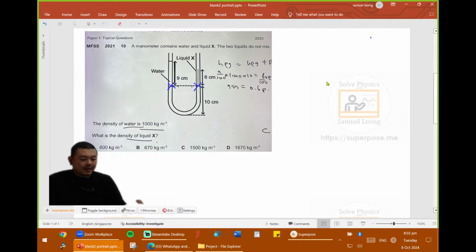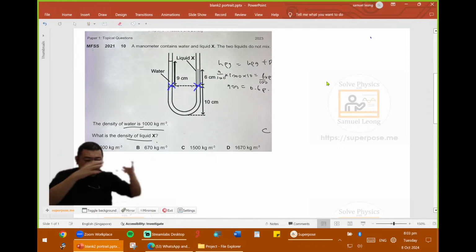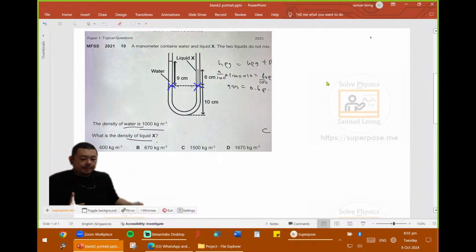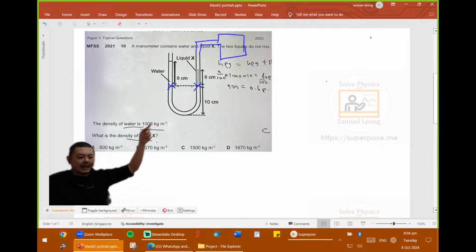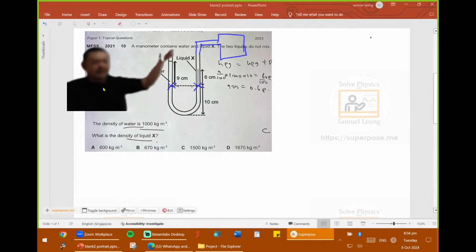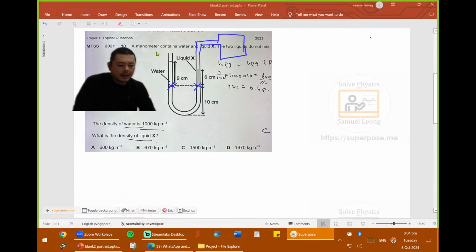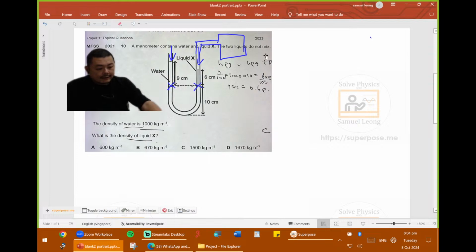But it's not always like that, because sometimes you could link the manometer into a gas chamber, and the gas chamber is shielded away from the atmospheric pressure. If it turns out like this, for example, if it's a gas chamber like that, then you have to consider it separately. Then you have to consider atmospheric pressure here and the gas pressure here as different, right?